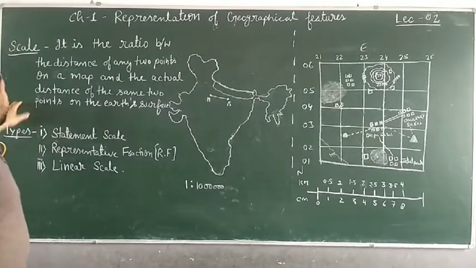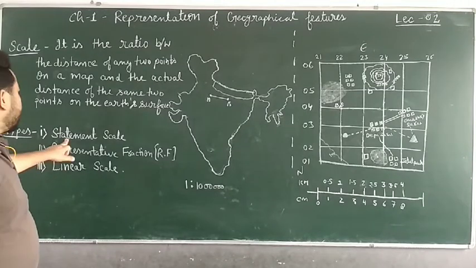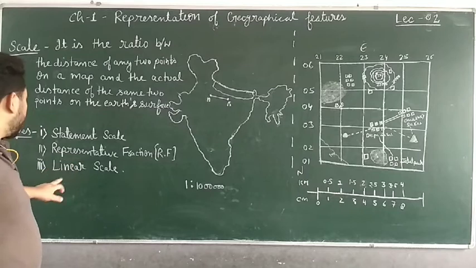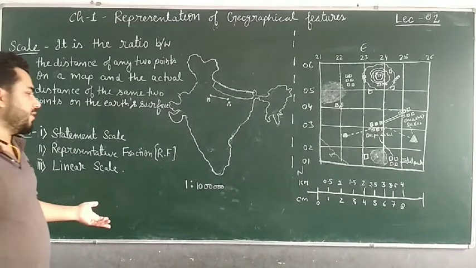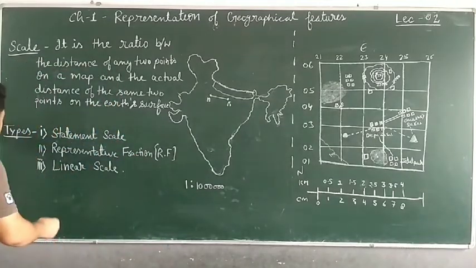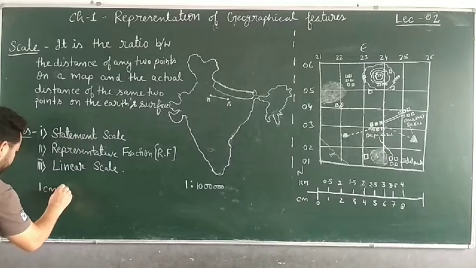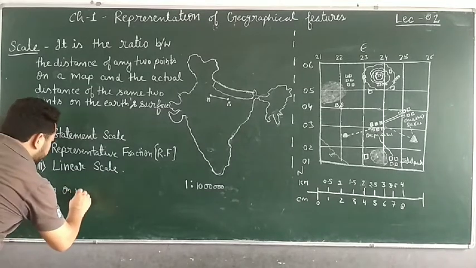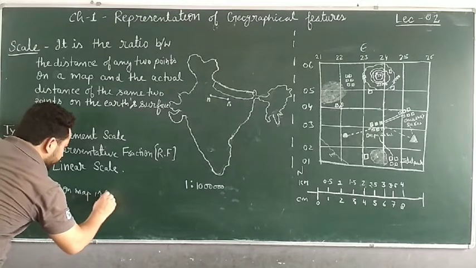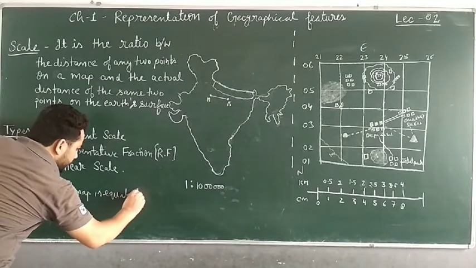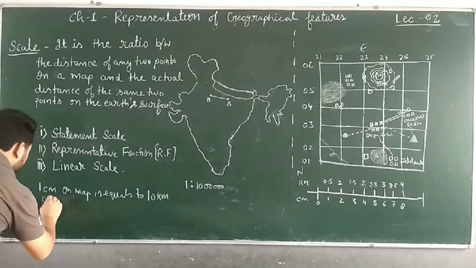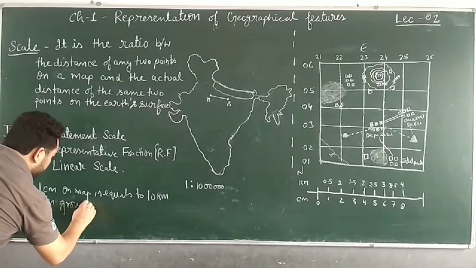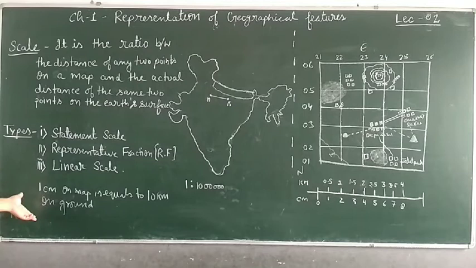Now, what are the different types of scales? There are three types of scale: statement scale, representative fraction (RF), and linear scale. What is a statement scale? Statement scale is just like a statement, written sometimes like this: 1 centimeter on map is equal to 10 kilometer on ground. If on a map this statement is written, then it is called statement scale.